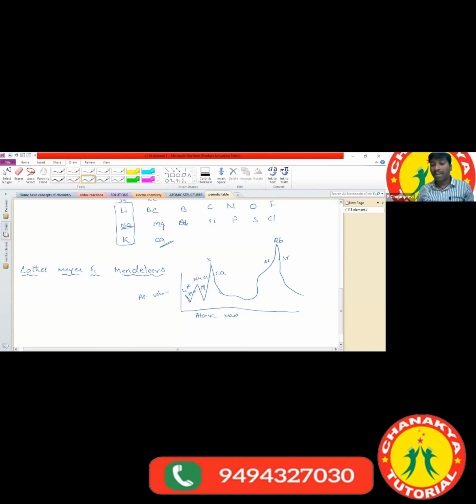So what are the transition elements? Scandium, titanium, vanadium, chromium, manganese, iron, cobalt, nickel, copper, zinc. All these are present at the broad minima of the curve. So all these are some important concepts.